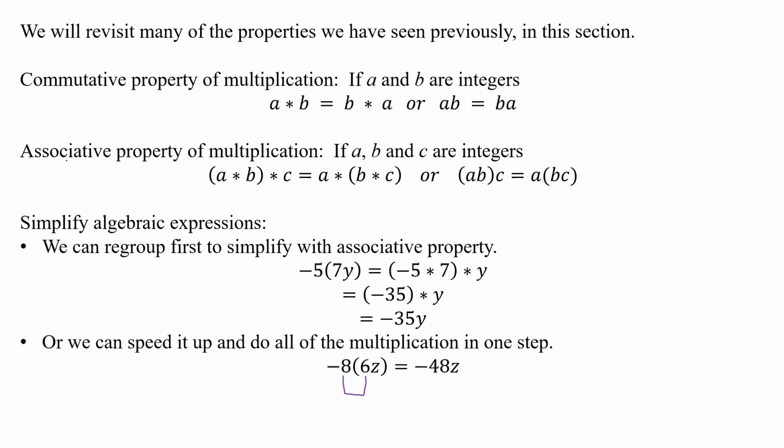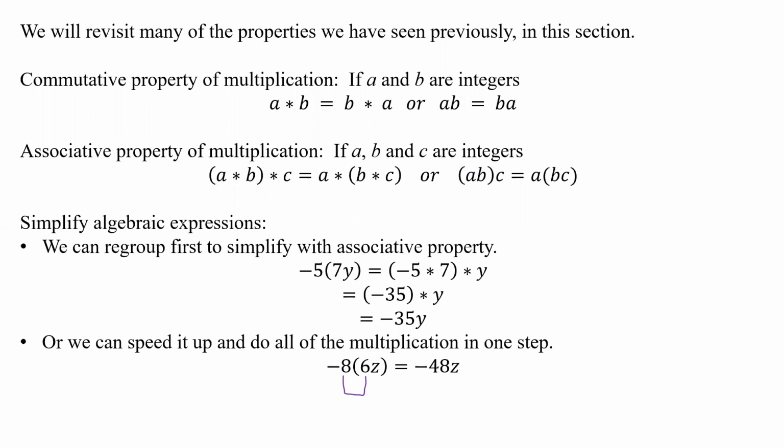Now, we can also do the associative property of multiplication. So if a, b, and c are integers, then we can take a times b first and then multiply by c. Or we can take b times c first and then multiply by a. And if we drop the symbols, then it's just ab times c, or bc times a.